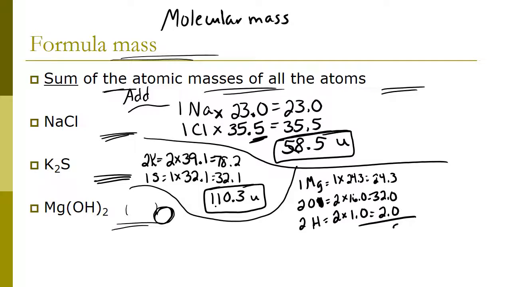We're going to add these all together. That's a 3, 6, 7, 8. 2 plus 3 is 58. 58.3. Again, the units would be u. So that's how you do molecular mass.